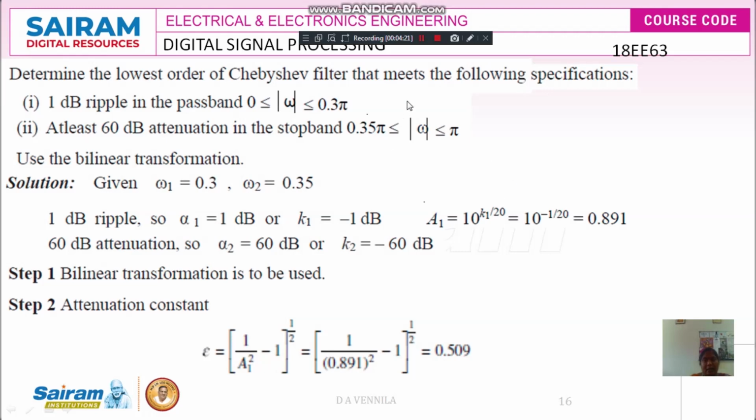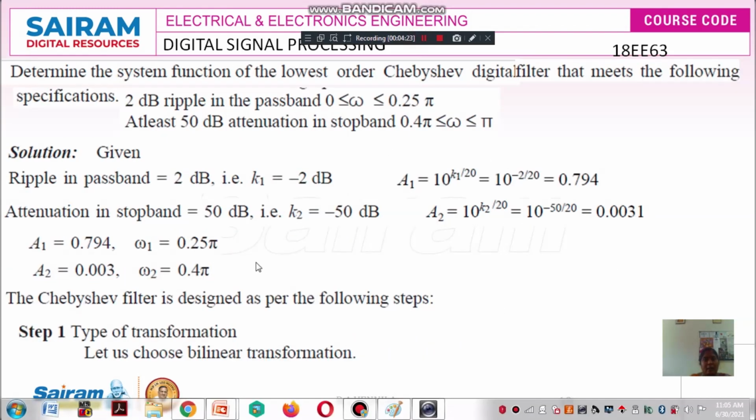Now let us see another problem. The next problem is the same. The next problem is also given in dB. So 2 dB ripple in passband, and here you have to find the lowest order Chebyshev filter. Here 2 dB is the gain of your passband and 50 dB is the gain of your stop band. The passband cutoff frequency is 0.25 pi and the stop band cutoff frequency is 0.4 pi.